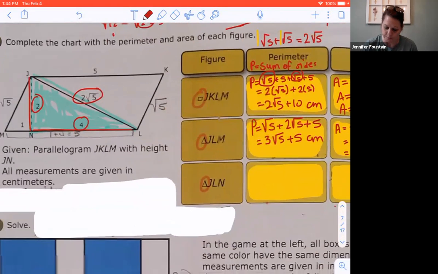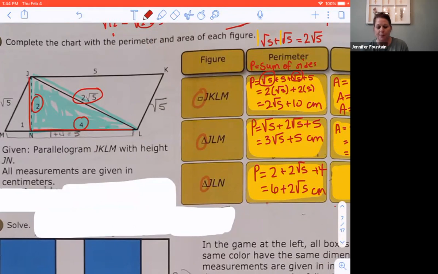So for perimeter, P equals 2 plus 2 times the square root of 5 plus 4. Combine my like terms of 2 and 4. 2 plus 4 is 6, but then I have to leave 2 times the square root of 5 on its own. So my perimeter is 6 plus 2 times the square root of 5 centimeters.